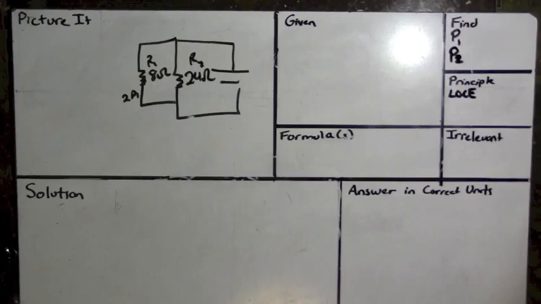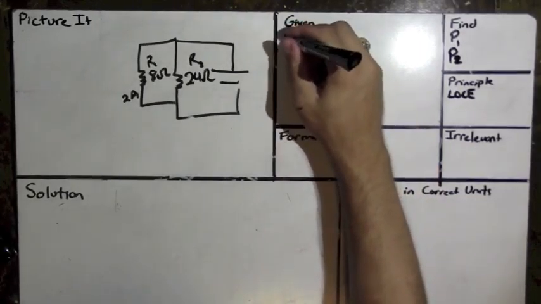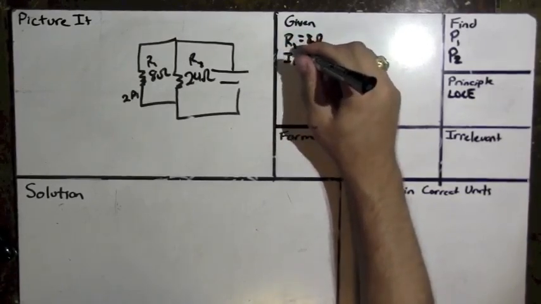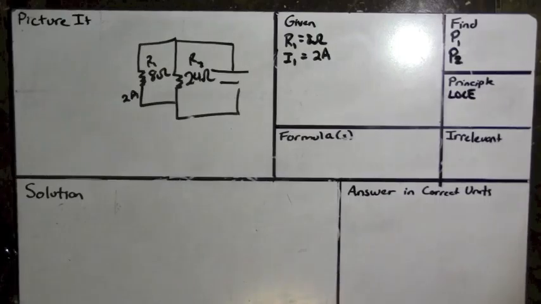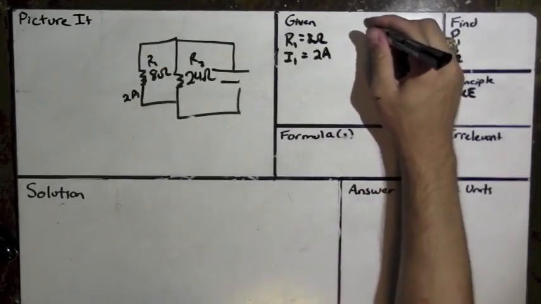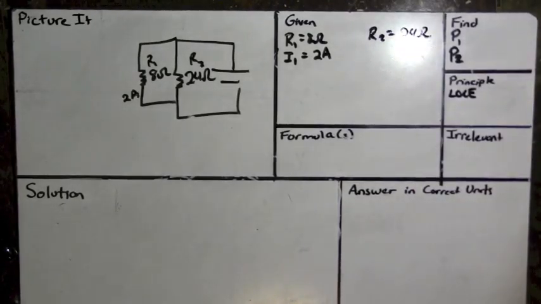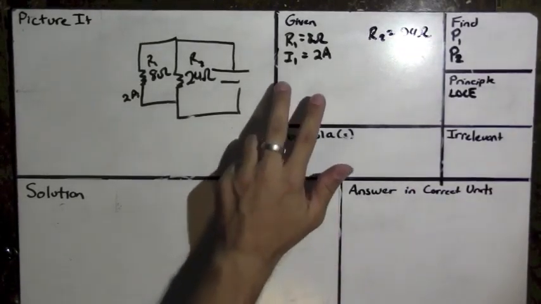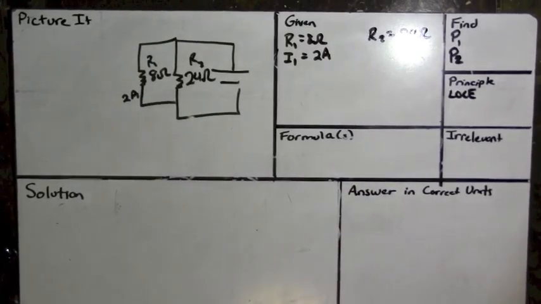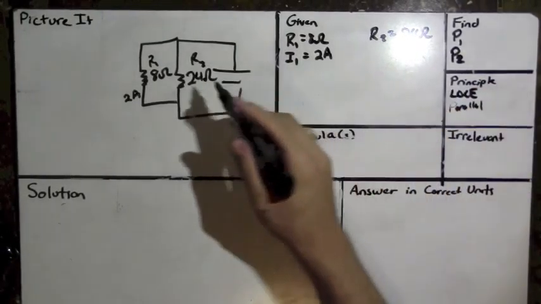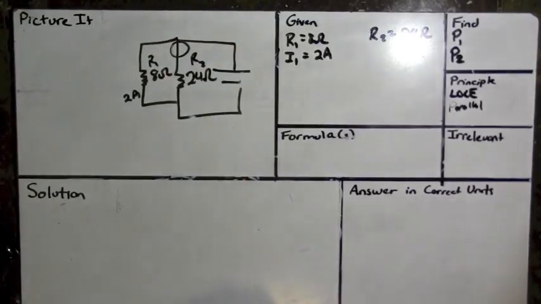So the given information: R1 is 8 ohms. We are given the fact that I1 is 2 amps. We're also given R2 is 24 ohms, and that's really all we're given for R2. Now I could easily find the power using one of my formulas, but you should realize that the fact that this is a parallel circuit tells us a little bit more information. Because it's a parallel circuit, if I can solve for the voltage here, it's the voltage there and vice versa.